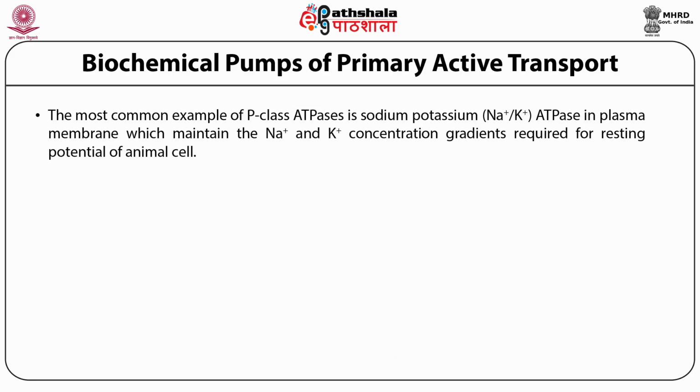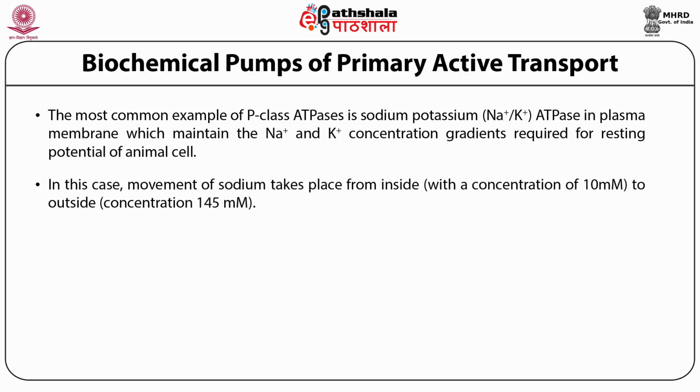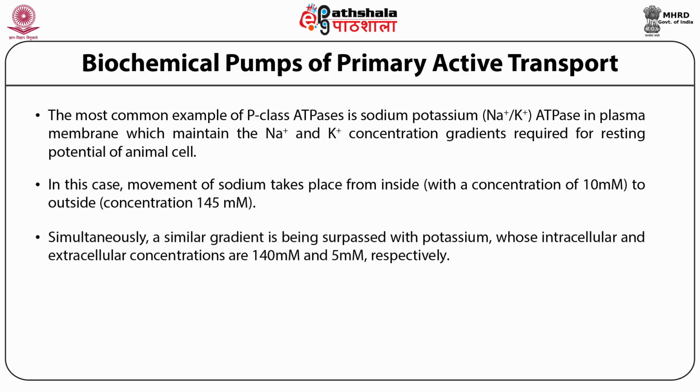The most common example of P-class ATPase is sodium-potassium ATPase in the plasma membrane, which maintains the sodium and potassium concentration gradients required for the resting potential of animal cells. In this case, sodium moves from inside, with a concentration of 10 millimolar, to outside, which has a concentration of 145 millimolar. Simultaneously, a similar gradient is being surpassed with potassium, whose intracellular and extracellular concentrations are 140 millimolar and 5 millimolar respectively.